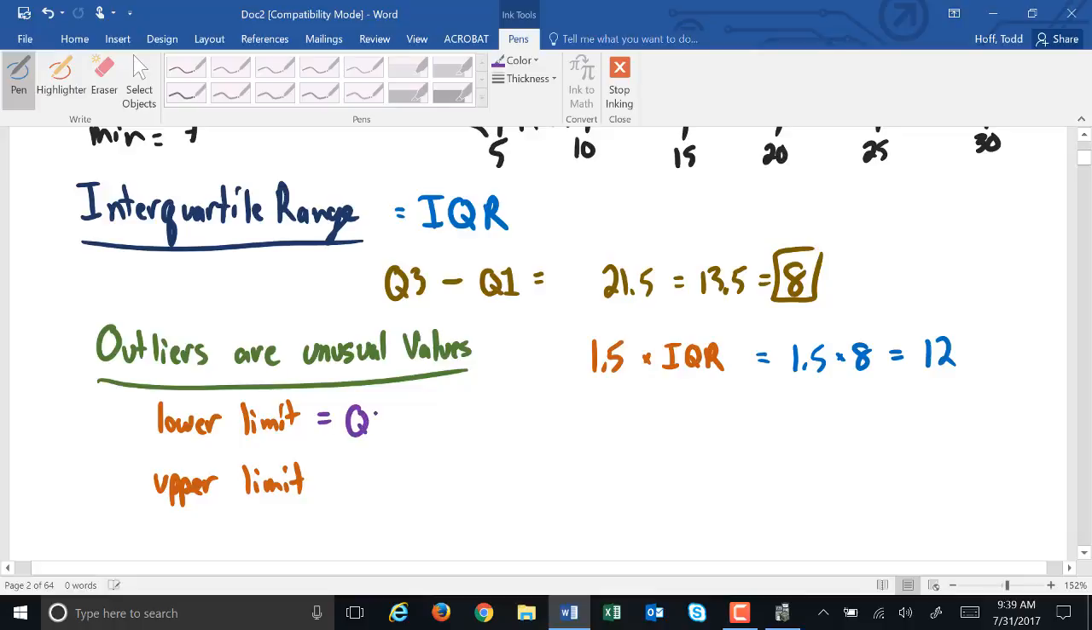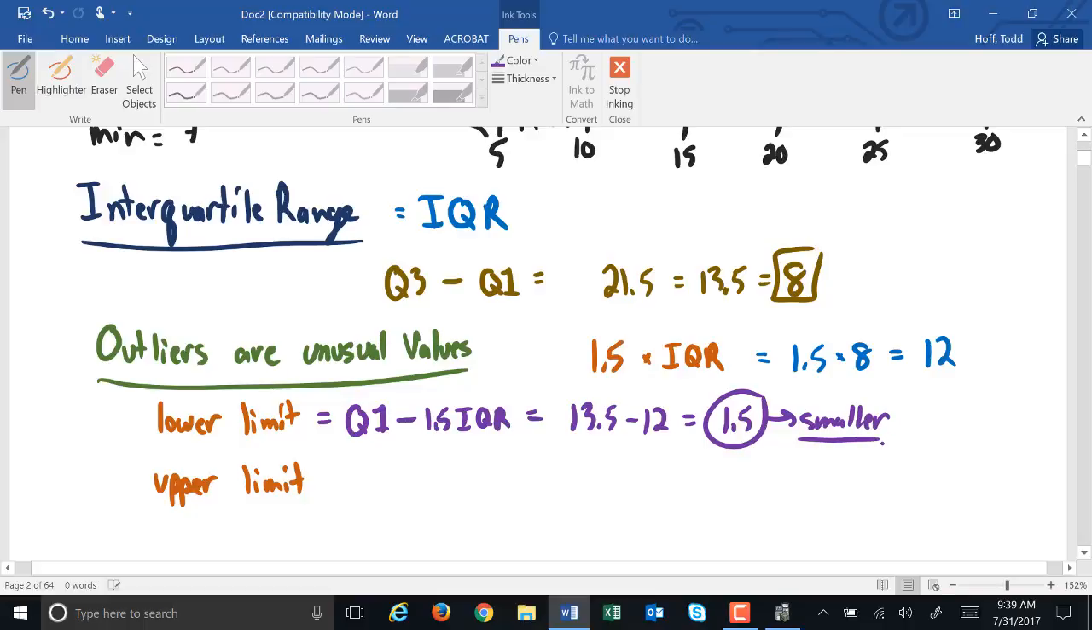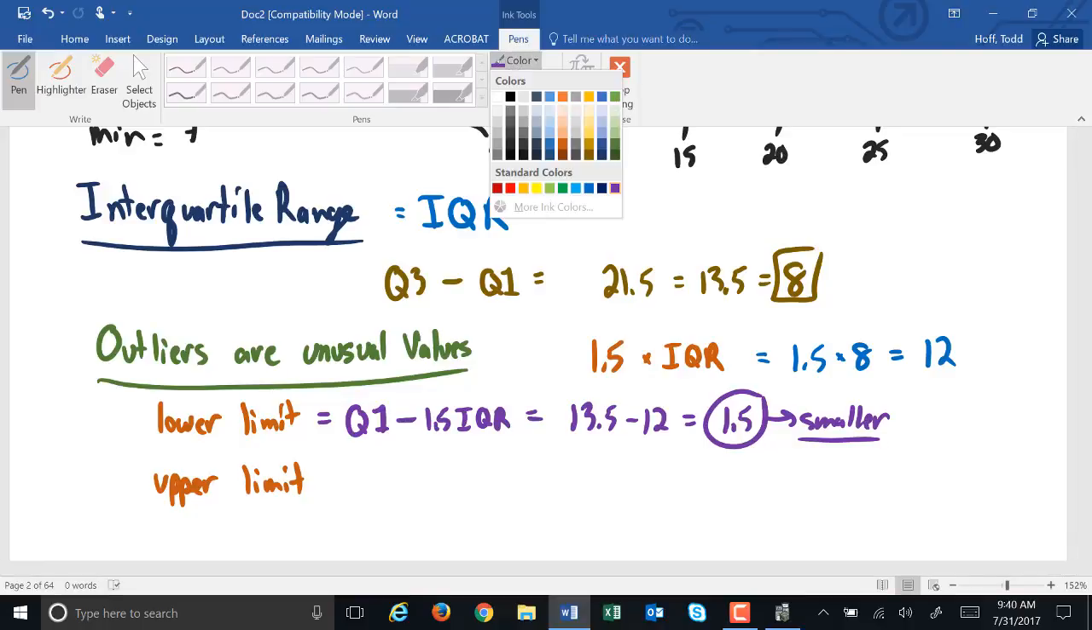The lower limit is your first quartile minus the 1.5 IQR. So our quartile 1 is 13.5 here, minus 12 is 1.5. What that means is anything smaller than 1.5 would be an outlier. Well, our smallest number here was 7, so there are no outliers on the lower end.